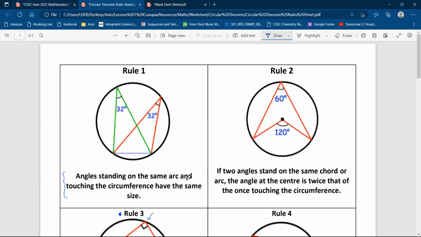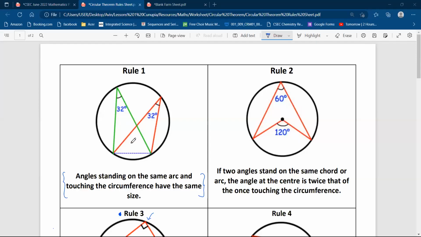All right. So what you have to do, right, is write back this over here. Angles standing on the same arc and touching the circumference have the same size. So you have to start off with that. So everyone write back that, and then we have to expand on it, right? So I'll give you a few seconds for those who don't have the notes on.